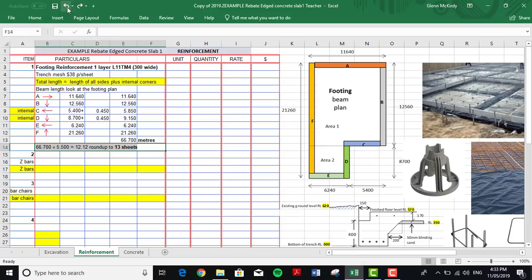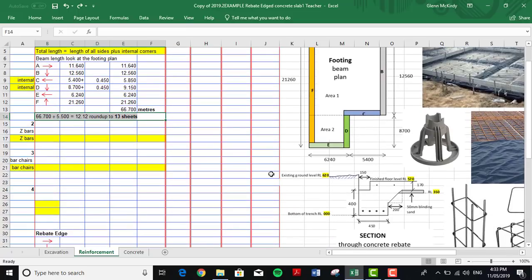Now, what we need to do, we divide that. The sheets come in 6 metre lengths, but we're dividing by 5.5 because that allows for a little bit of lap and a little bit of waste. We get 12.12 sheets. We can't get 0.12 of a sheet, so we round it up to 13. Okay, we only needed that one sheet there, we can see.